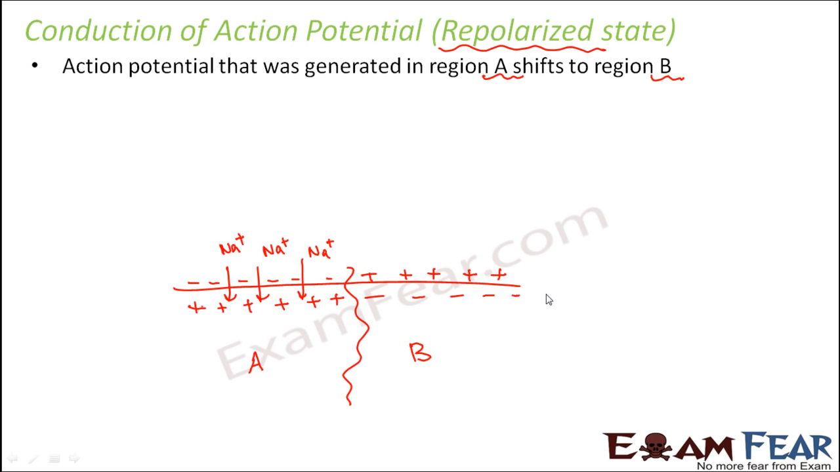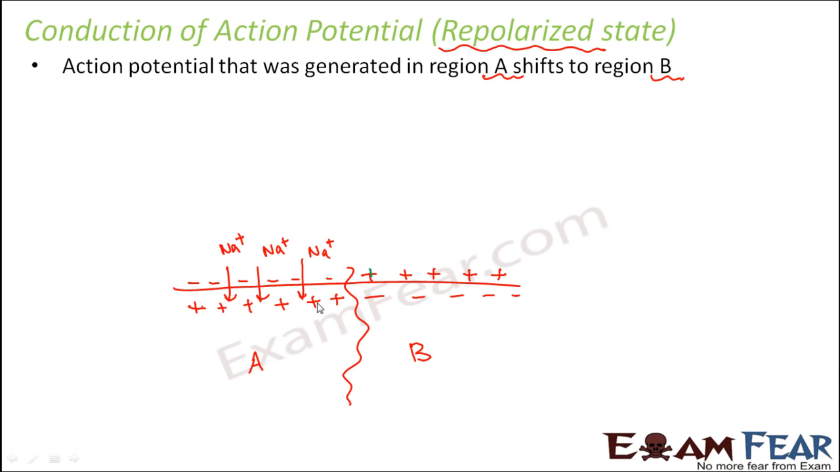In the previous slide I told you that in region A, due to a rapid influx of sodium ion, the inner surface becomes positively charged and the outer surface becomes negatively charged. But for the neighboring region B, the charges are the same as in the resting phase, that is outer surface positively charged and inner surface negatively charged. Now we have to see how this action potential moves from region A to region B.